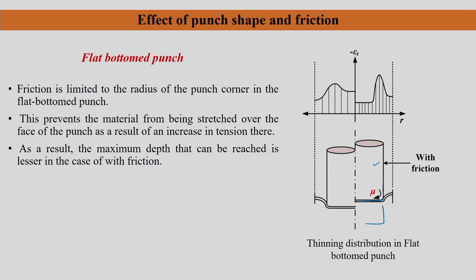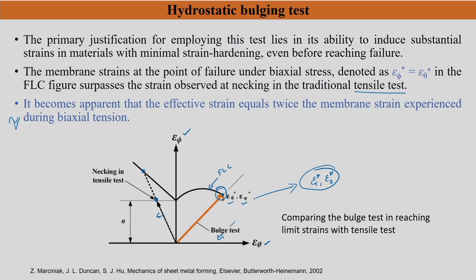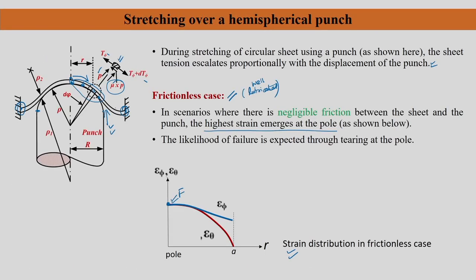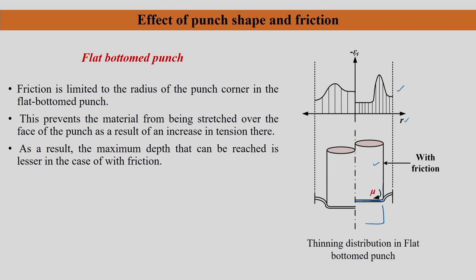So, in this diagram you will see that there is one upper figure and one lower figure. The upper figure tells you about thinning distribution with respect to R. That means when you move from the pole, let us say from the topmost point of the sheet, to this particular region, how thinning is going to change, epsilon t, thickness strain, but we have put minus here. The lower figure tells you about two different stages, with friction and without friction. Two things are shown here actually. This is the flat bottomed one, with friction and without friction.